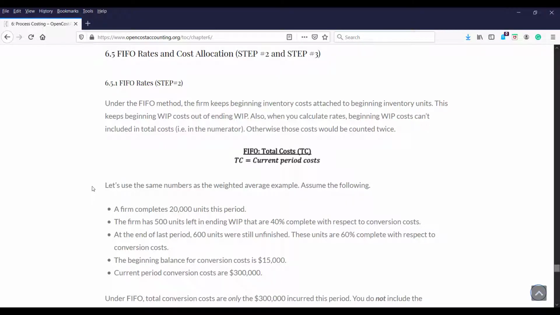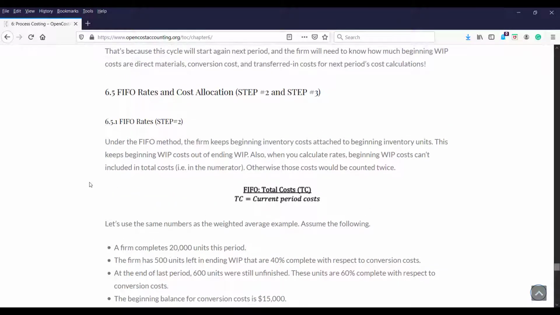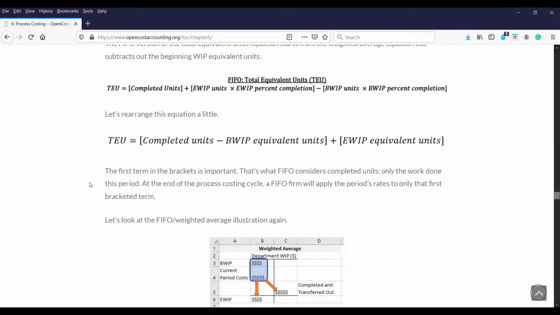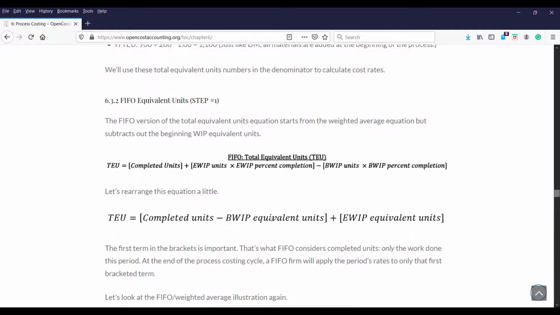All right, now to calculate FIFO rates, remember we had to back out beginning WIP equivalent units to create the total equivalent units denominator for FIFO. We did that because we're not going to include beginning WIP costs in the numerator. And so we want the equivalent units that represent those costs to be out of the denominator as well. We already covered the fact that you take the beginning WIP equivalent units and subtract them away from the completed units because you don't want those equivalent units hanging around. They're not going to be part of our allocation.